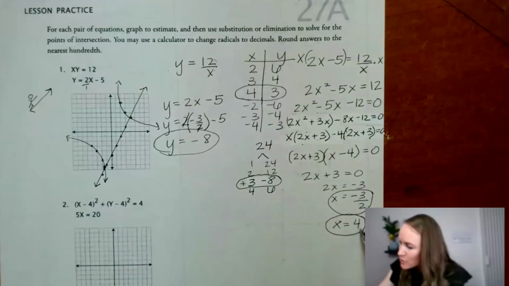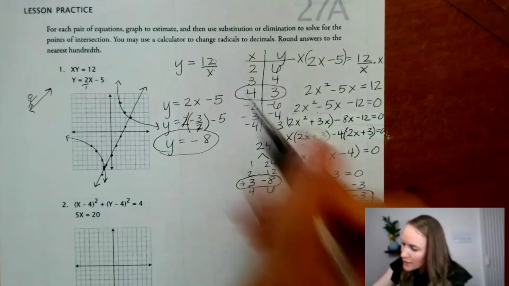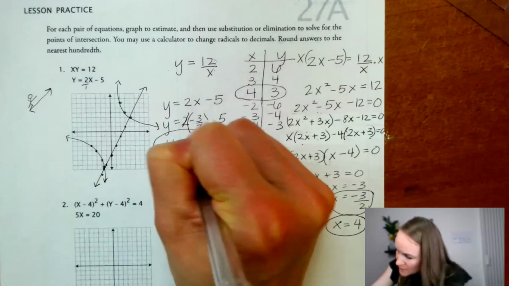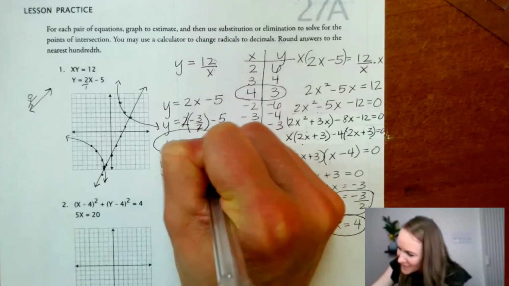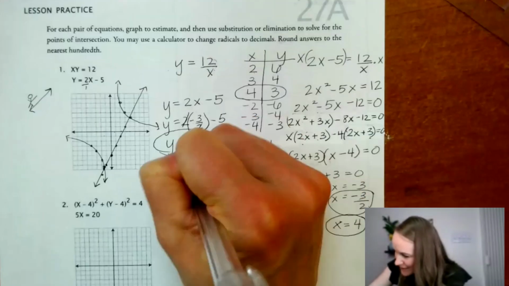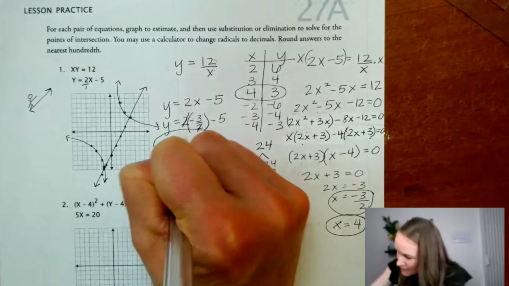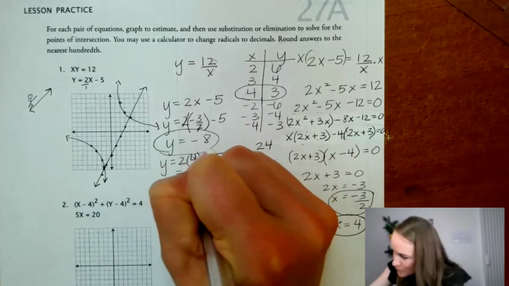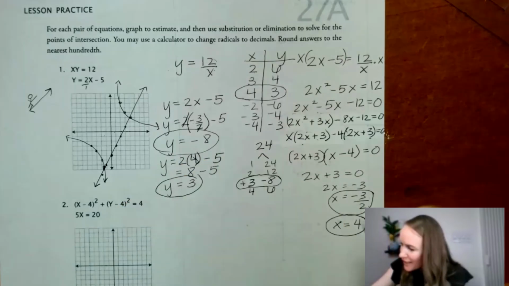All right, second solution, I'm going to plug in 4 into this equation. y equals 2 times, oops, 4. My brain's thinking ahead, wanted to write 8 there. 2 times 4 is 8. So 8 minus 5 is 3. So y equals 3. Is that what I have here?